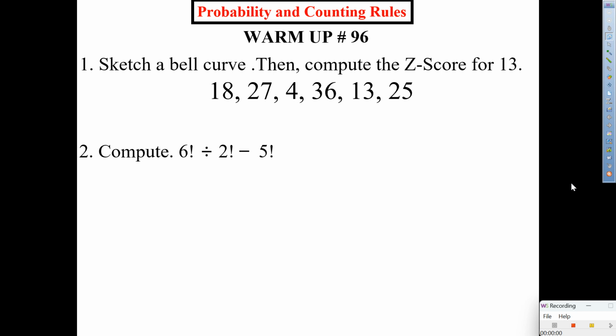All right, so warm up 96 should be just about done. Sketch bell curve, compute the z-score for number 13. And number 2, compute 6 factorial divided by 2 factorial minus 5 factorial. See how you do with that? I'm going to be recording this session, even though it's a review of what I left you yesterday.